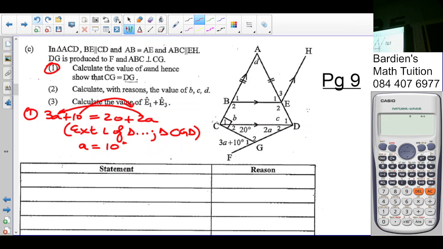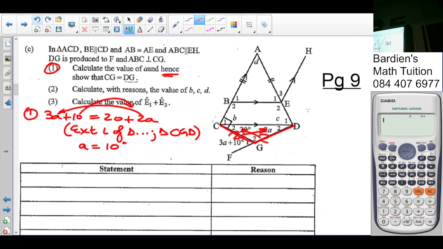Then it says hence. If it says hence, that means to say, from that previous calculation, from the answer of A, show that CG is equal to DG. So if CG was equal to DG, then what can we conclude? If these lengths were equal, what could we have said? We could have said that that angle is equal to that angle.